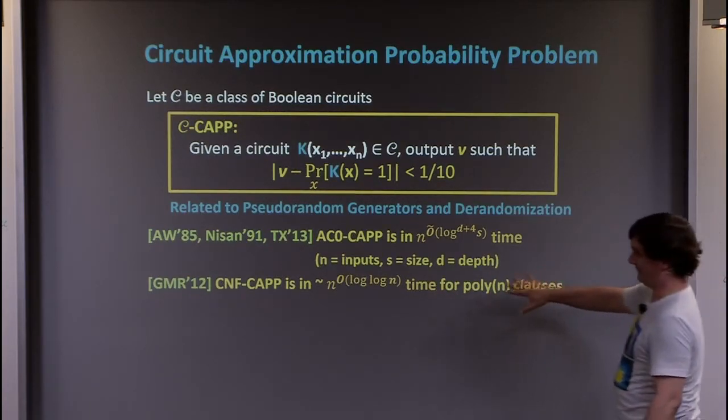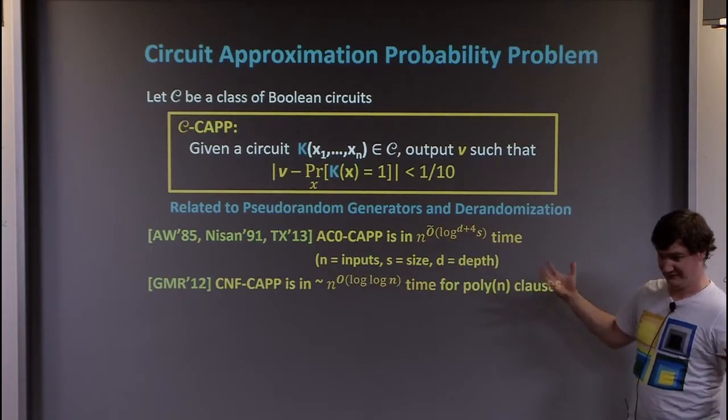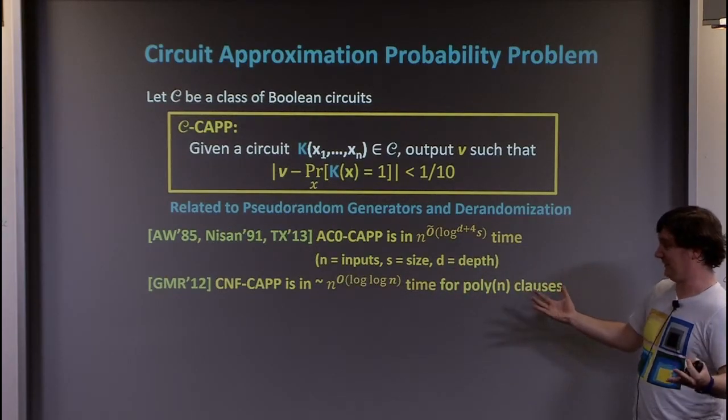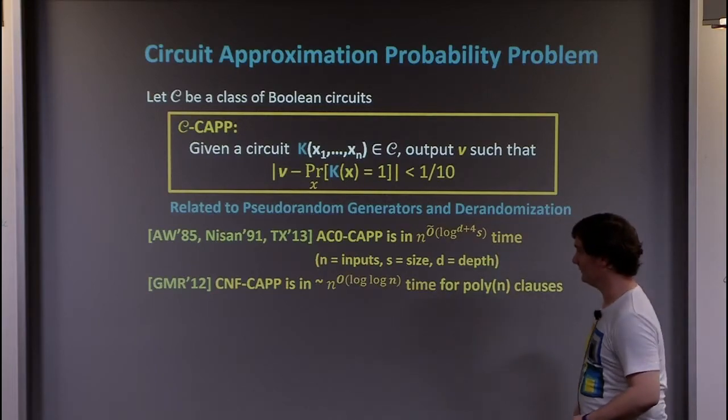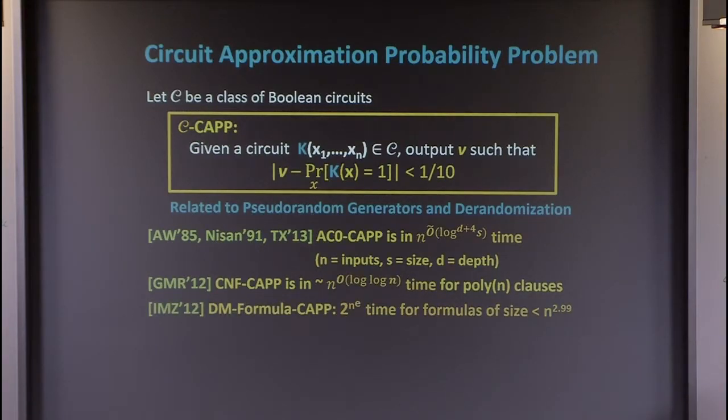Okay, so this is a stark contrast from us with CNF SAT. We're just trying to beat 2 to the n. We're just trying to get 1.9 to the n. Okay. All right. So poly n clauses means the number of clauses is poly n. Yes. Yes, a poly n number of clauses.